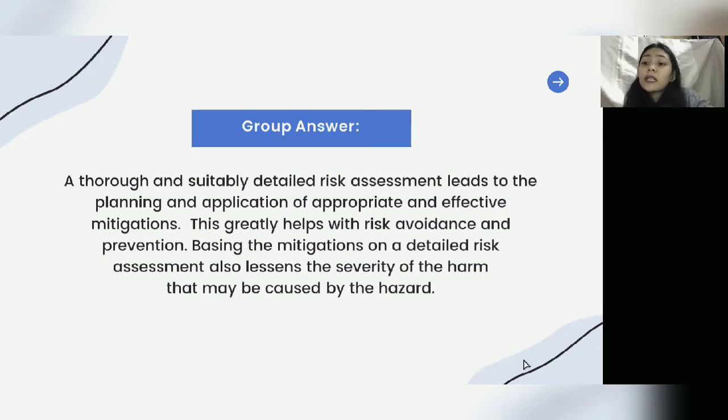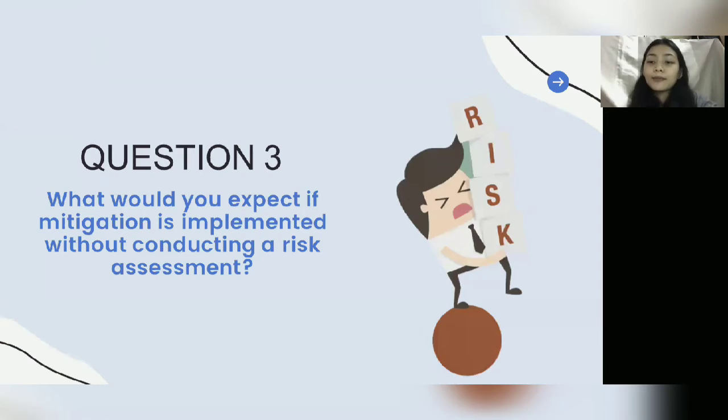And basing the mitigation on a detailed risk assessment also lessens the severity of the harm that may be caused by the hazard. Of course, it is understandable that if we have conducted a detailed risk assessment, then we would be able to know specifically what hazards are present in that area, and then we would be able to plan out what mitigation control we should apply to that hazard. So next, question number 3: what would you expect if mitigation is implemented without conducting a risk assessment?